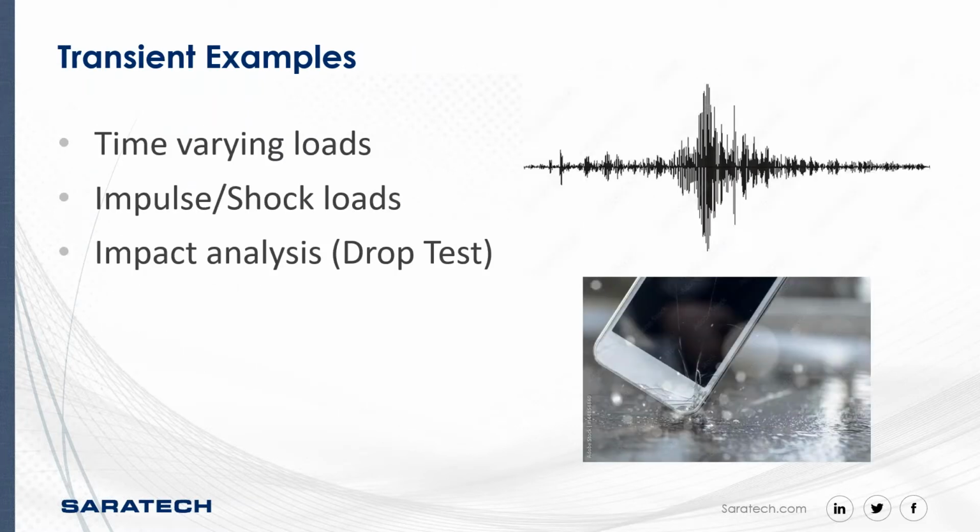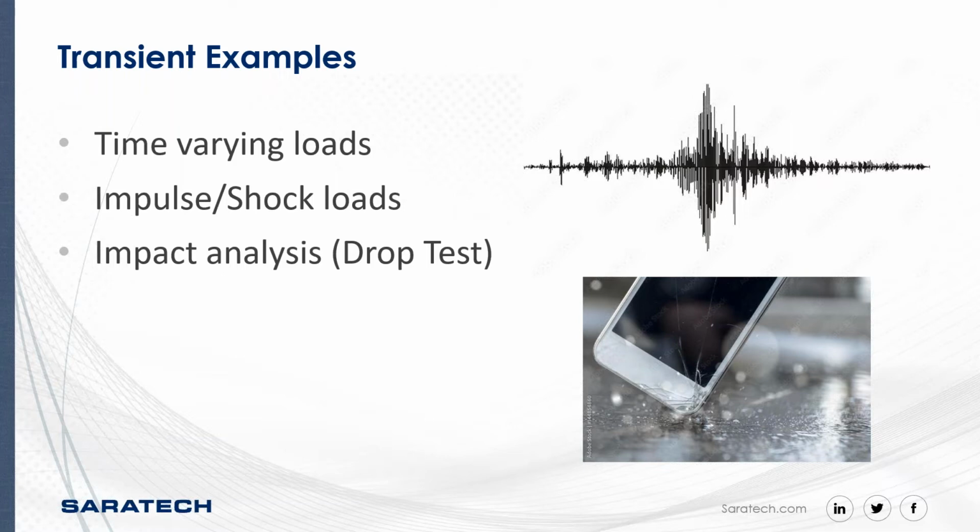So that brings us on to some examples of transient analysis. As transient as it sounds, it's basically anytime you have a time varying load, such as an impulse or a shock load, for example. And in my little picture on the upper right, that could be anything from a displacement versus time or acceleration versus time. As you can see, it varies across the plot.